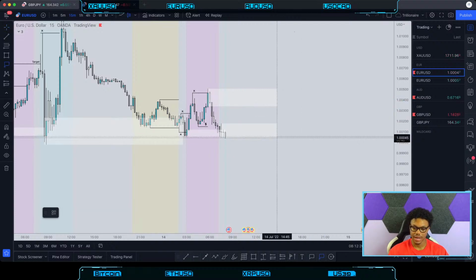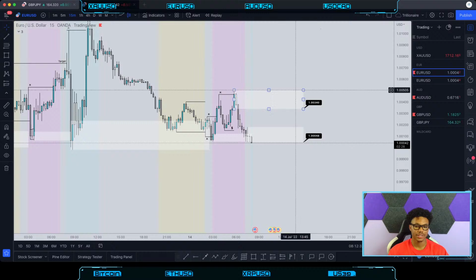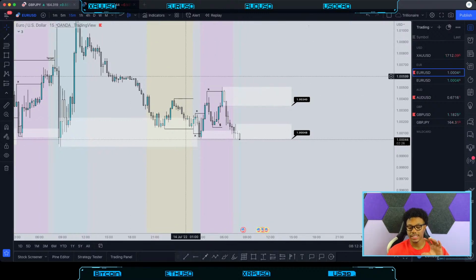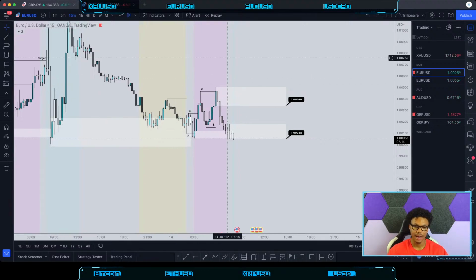So that's going to be around the area of 1.00048. And then we also have this little piece right here, which is going to be the apex. So these are the two areas that I'll possibly look to take a trade from. And remember, this is just based on what price is doing right now. That can, of course, change as New York session continues. But this is just what price is doing right now and how I'm going to take advantage.